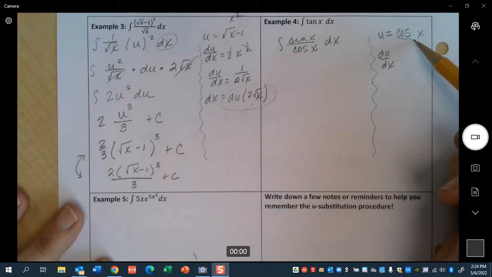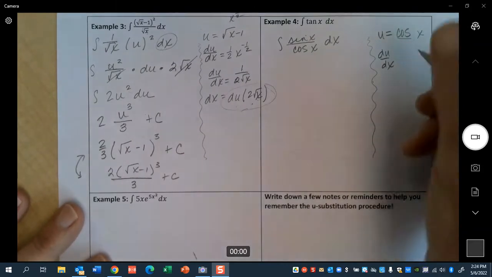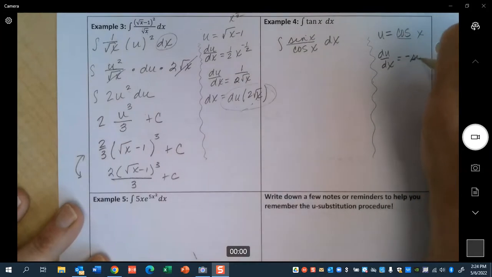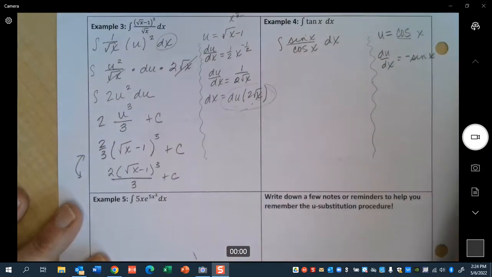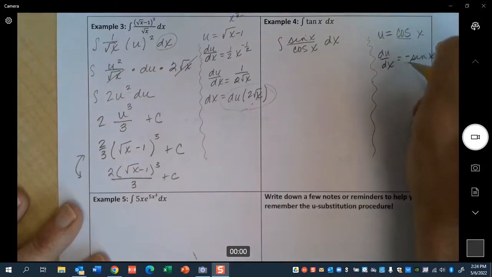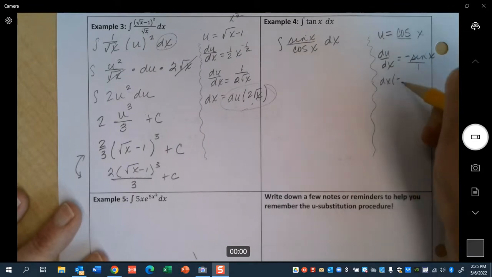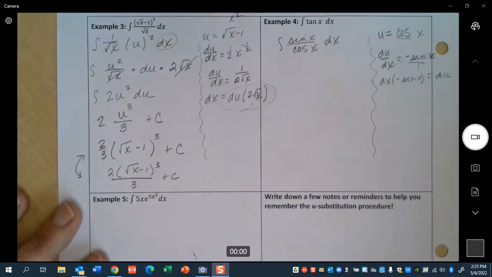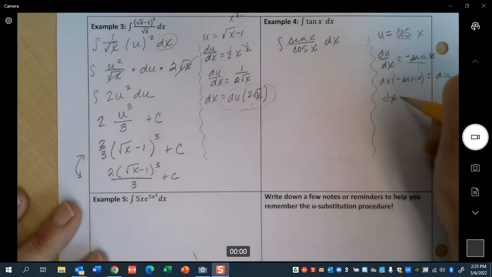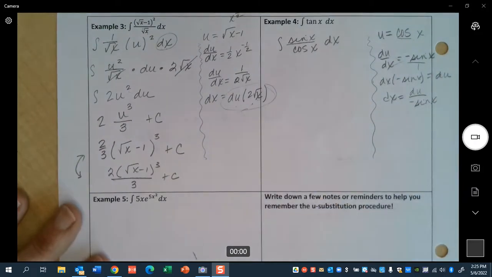So when I take the derivative of the cosine, what do I get? I get the opposite of sine of x, right? Yeah? All right. So let's see what I'm substituting in. So dx times the opposite of the sine of x is equal to du. I just did cross products there. Are we okay on that? So now my dx is going to be equal to du over the opposite of the sine of x. Is that going to work out in my favor?